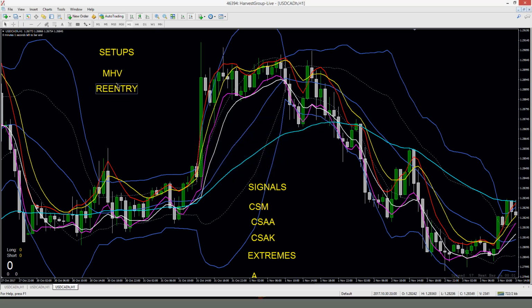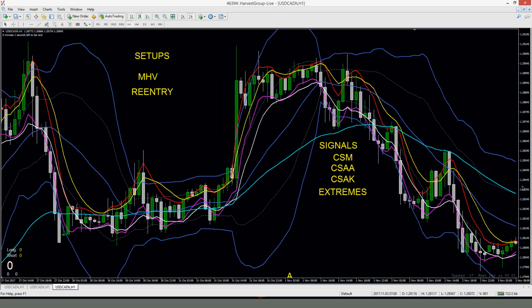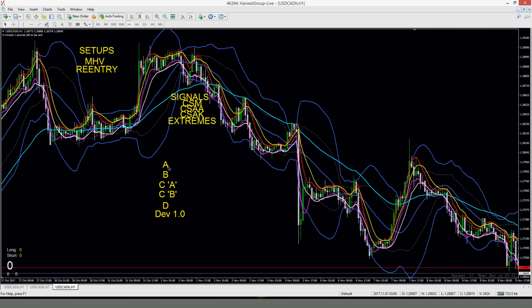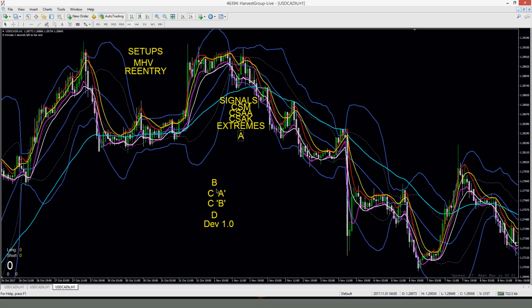Okay, so these are the two setups where we are supposed to enter, not at the signals. You have to understand that signals are just an indication, they are not the point of entry. This is very important for you to understand: you should be entering at setups and not the signals. Okay, let me just fix this up.